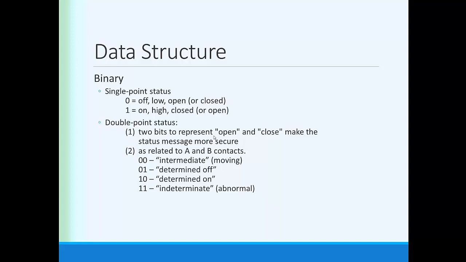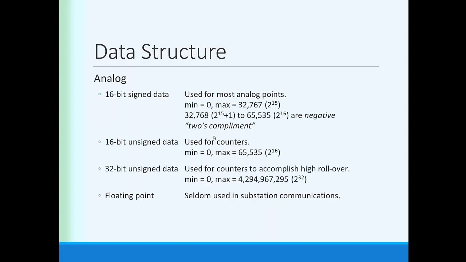This gives you the ability with 2 bits to have 4 conditions defined. If the A contact and the B contact are both open, it's moving. If one contact is closed and the other one is open, it is either fully open or fully closed. And if both the A contact and the B contact are closed, you've got an abnormal condition, which might mean you need maintenance, or it might mean something's broke. So, obviously, double point status can communicate a binary status with more reliability than a single point status, for more critical information.